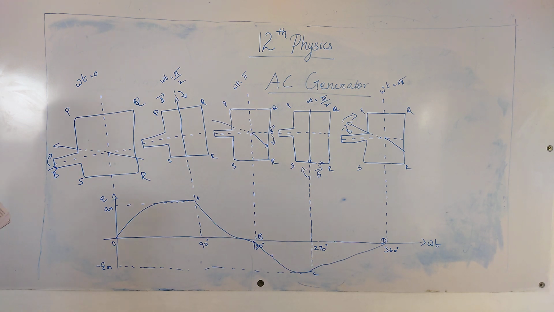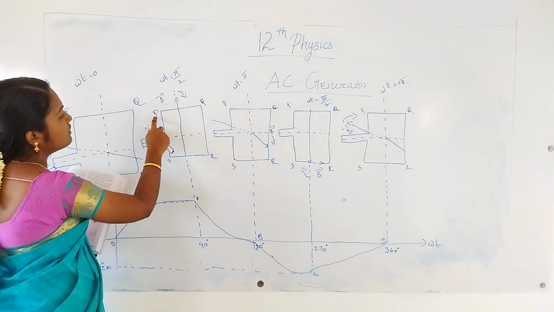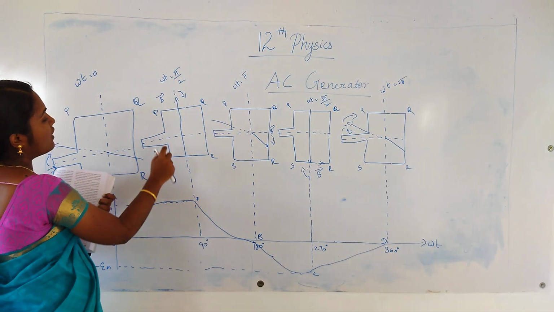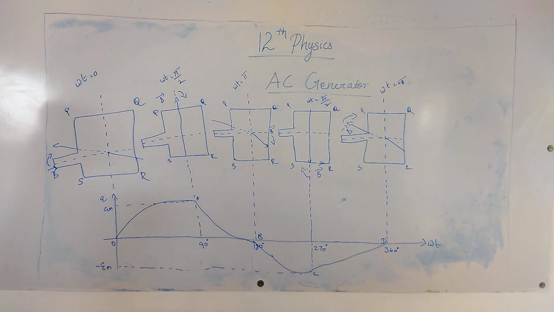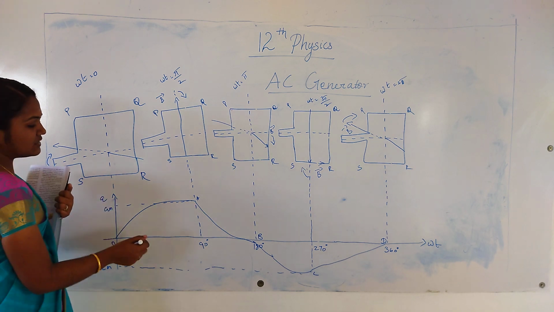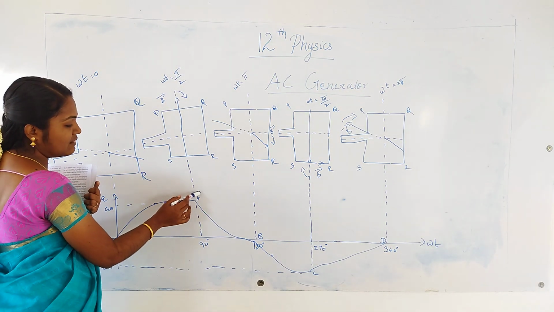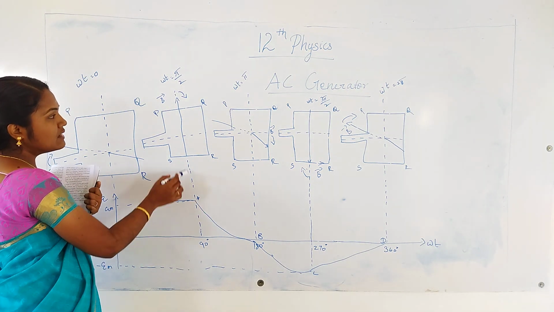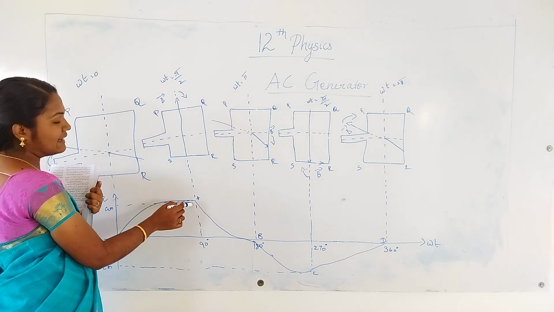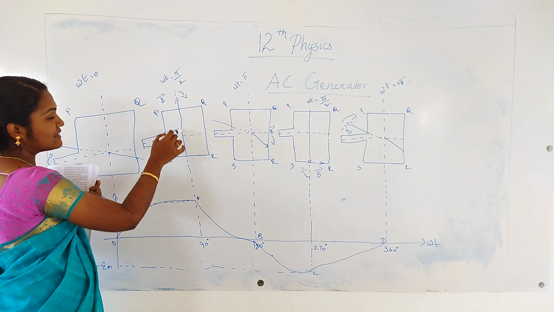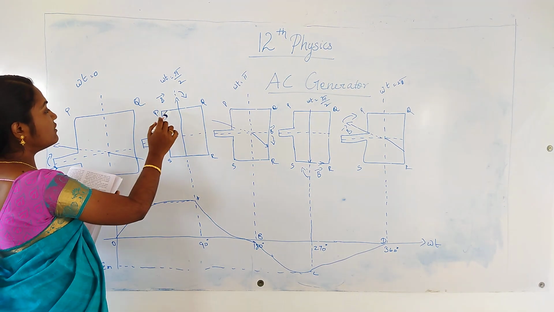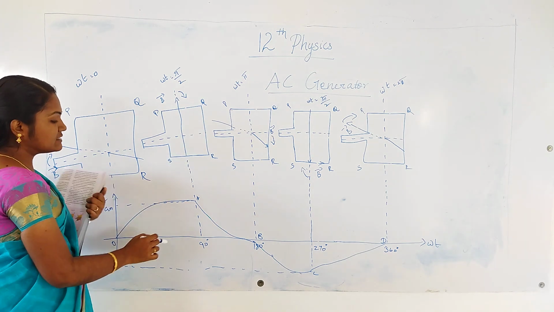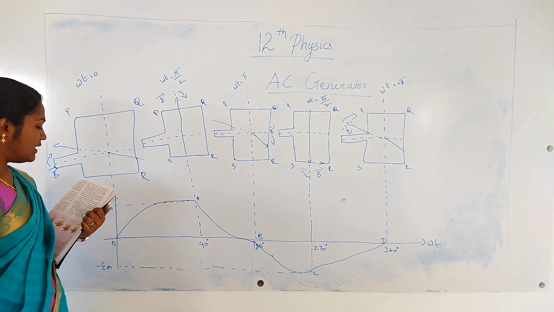For PQ, it is inward and for RS it is outward. Therefore, the current flows along PQRS. The point A in the graph represents the maximum EMF, because here it has rotated through 90 degrees. Here the axis is parallel to the coil PQRS, so that it reaches the maximum EMF.